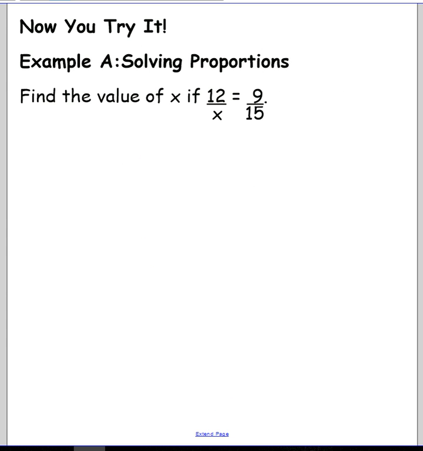So here's a problem now for you to try. Find the value of x to make the proportion 12 over x equals 9 over 15 true. So go ahead and set up your problem using the cross multiplication or cross products and solve. So pause the video and do that now. And then when you're finished, unpause it and check your work.